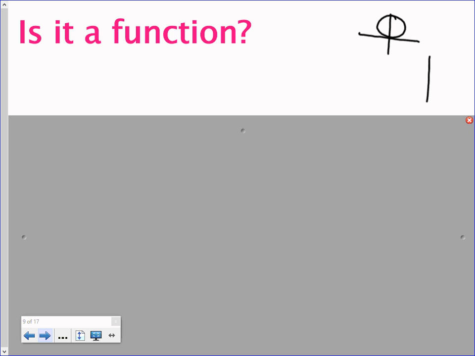Is this a function? No, but that doesn't fit your definition. It can't have the vertical line. So that's the answer to my second question, the vertical line test, which tells you you could pass a vertical line through the graph and it can only cross how many times? 1. So what does that mean about the definition of a function?